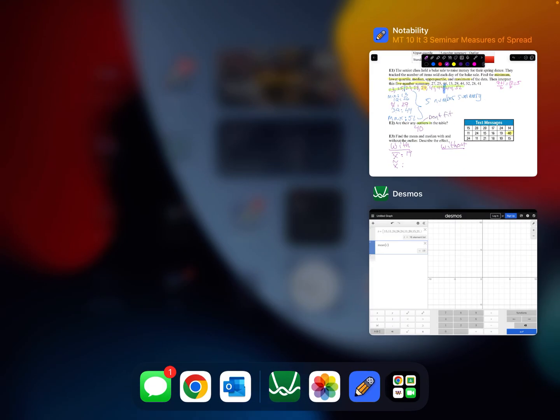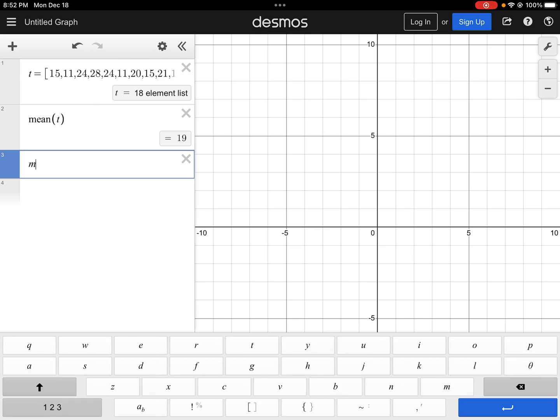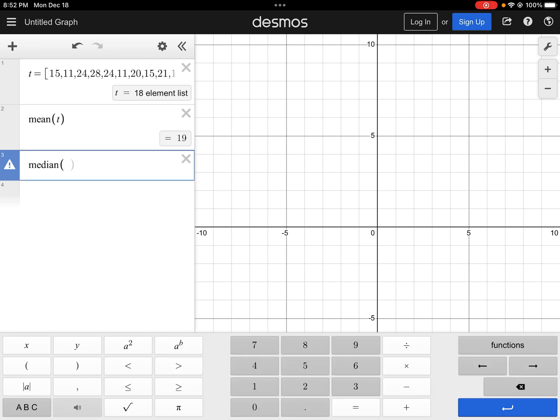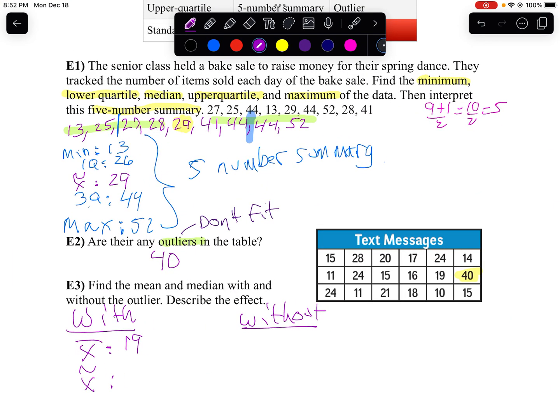Let's find the median. And we kind of do the same thing. I just type in the word median. And notice when I get median, it stops being italicized. Then I'll go parenthesis, and I'm going to use the letter T. I forgot how to type here, so I got to hunt and peck and find where T is on my keyboard. There it is. Okay, my median is 17.5. So x tilde is 17.5.